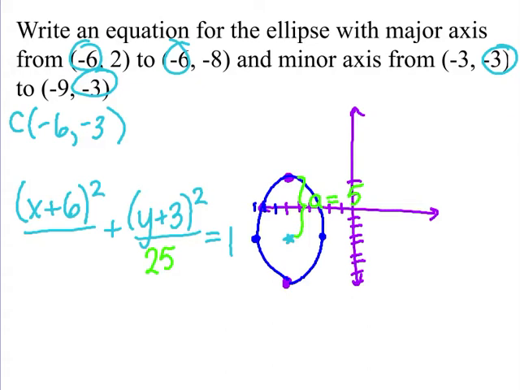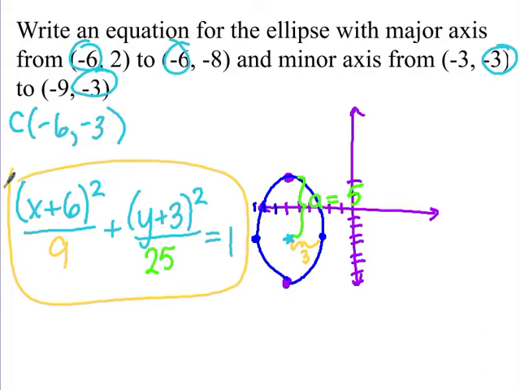So now we need to find B. This distance here is B, and that distance is 3. So that means B is 3. So what will go underneath the X? 9. Okay. There you go.